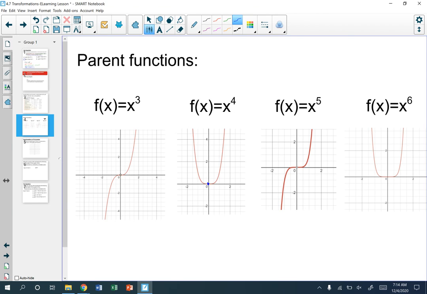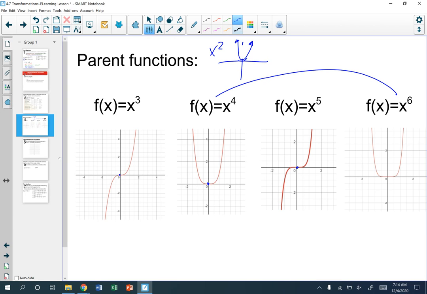Same with x cubed, x to the 5th, again, much like that x cubed function, but it just stretches out a little more, fatter at that x-axis. And then again, notice x to the 6th and x to the 4th are very similar, as well as x squared. If we remember x squared, that's going to be like this. It's just touching once here. So that would be what our x squared function looks like.